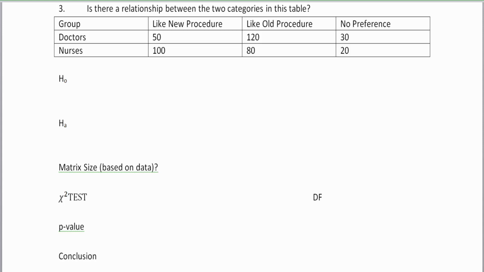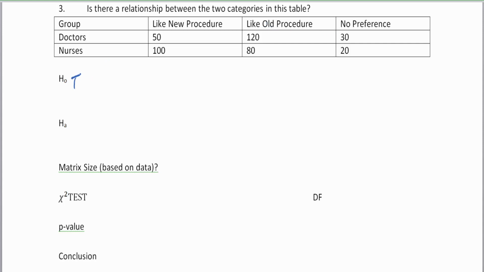So let's now go to the last problem here. Is there a relationship between the two categories in this table? What we have is doctors and nurses, and a procedure, right? So we got a brand new procedure. They've got choices between liking the new procedure, liking the old procedure, because that always worked, and then just like, I don't care, one way or the other's fine. So the first thing we're going to do is figure this out. It looks like this column category is whether they prefer or accept a new procedure.